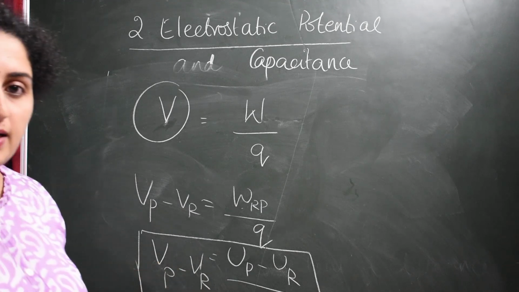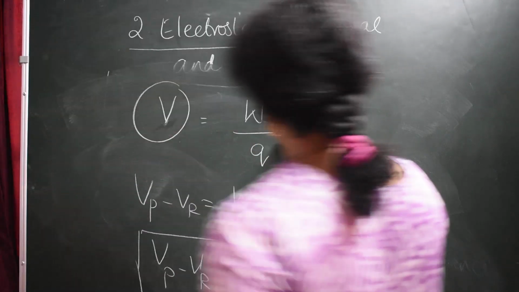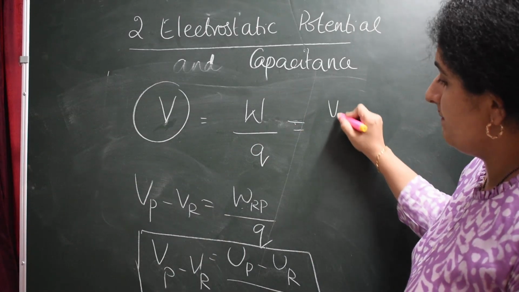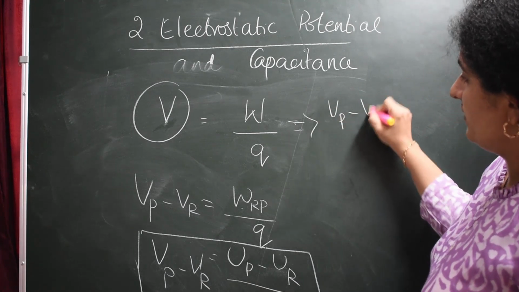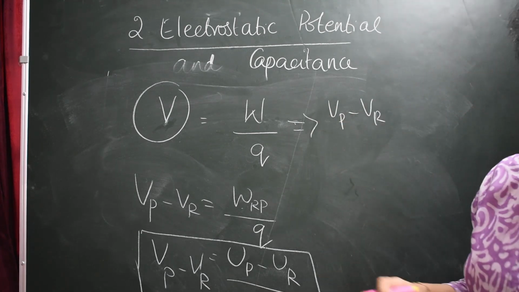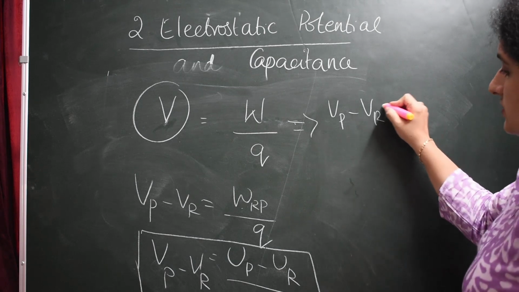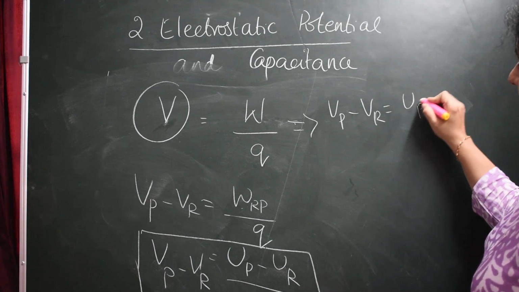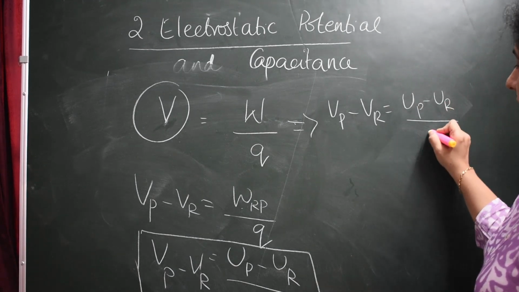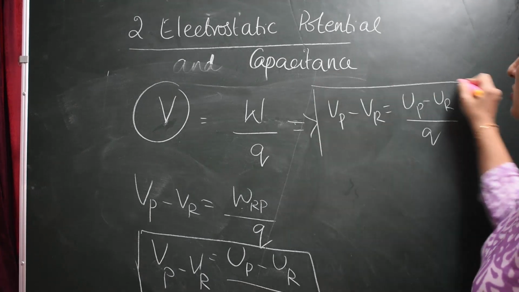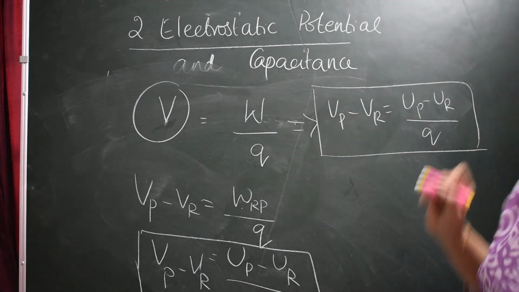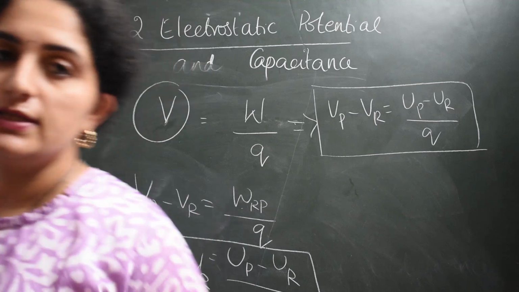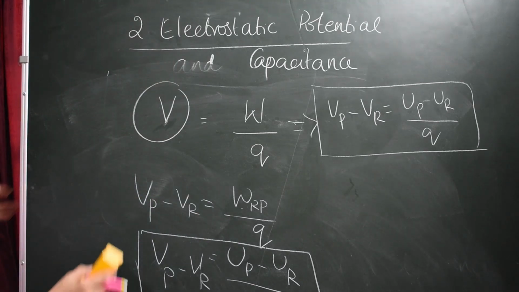Vp minus Vr. So it is Vp minus Vr. Two points, if I consider the same concept, you can write it as Up minus Ur divided by q. This is the equation for electrostatic potential.